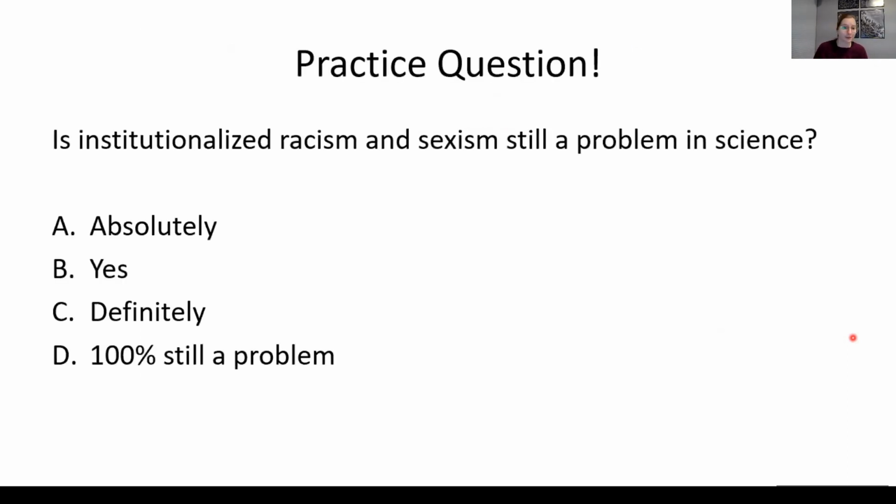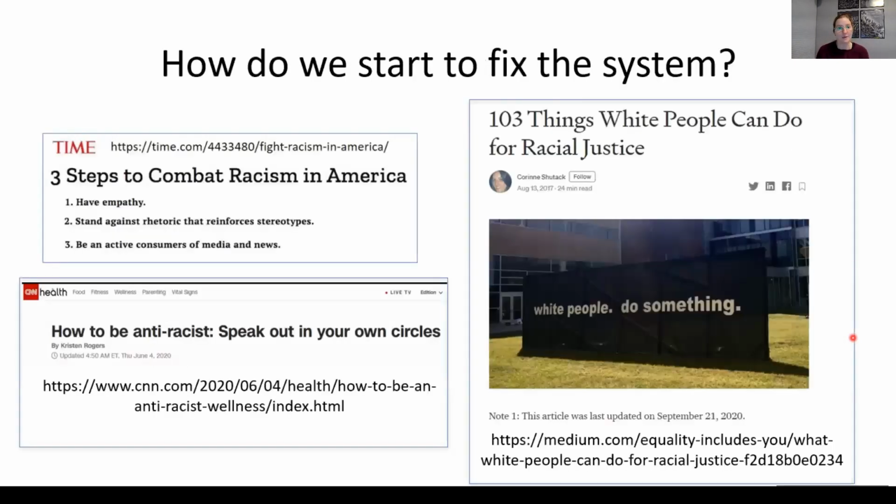I do want to move a little bit further, and I want you to think about this practical question. Is institutionalized racism and sexism still a problem in the sciences? So you read those options, choose the best one. If you said any of them, you are correct. And it is still a problem. It is still a problem, and we still need to be talking about it. We still need to be figuring out what we can be doing to make it better. And to help us figure out how to make it better, I have some resources for us.